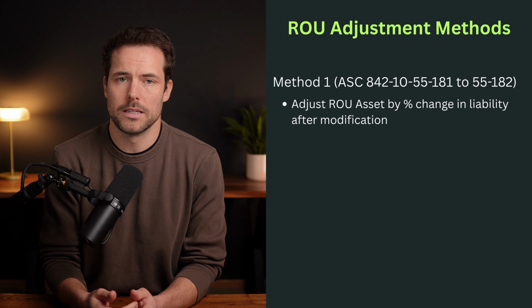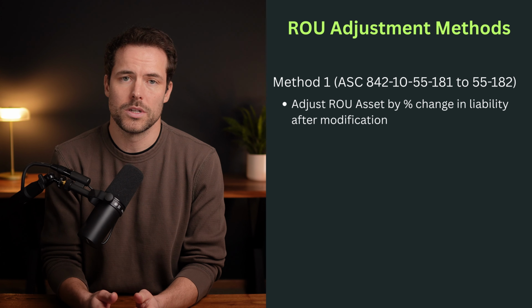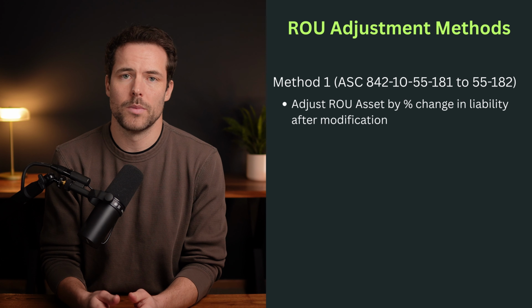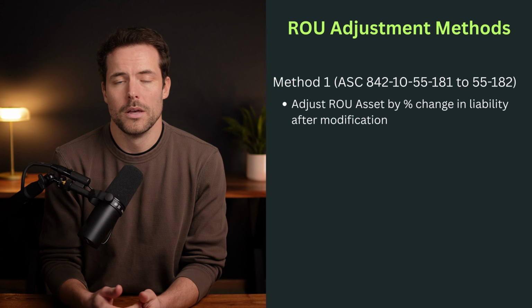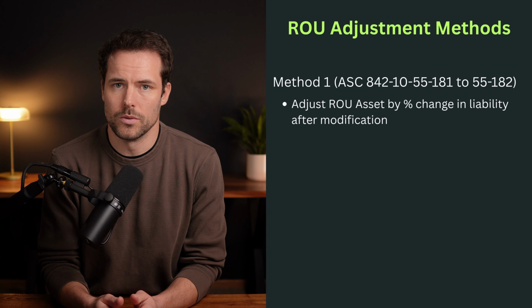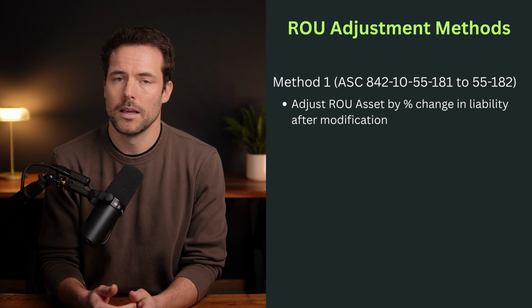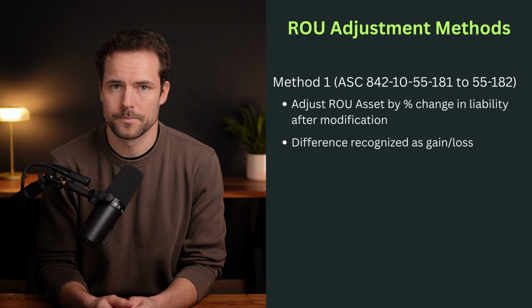In our case, the liability decreased by 20.1%, which is $36,374 divided by $180,927. Method 1 requires us to reduce the right-of-use asset by the same 20.1% and recognize any remaining difference as a gain or loss.